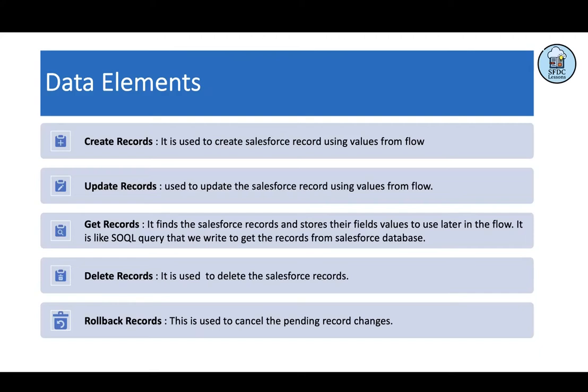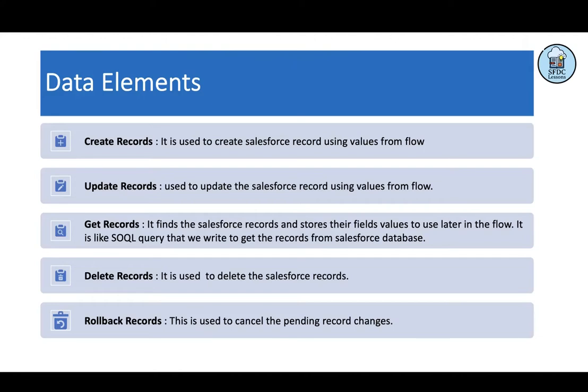It is like a SQL query that we write to get a record from the Salesforce database. Next, we have the delete record element. We can use this to delete a record from the Salesforce database. Then we have rollback records. It is used to cancel the pending record changes. So these all are the data elements. We have covered all three categories of flow elements.